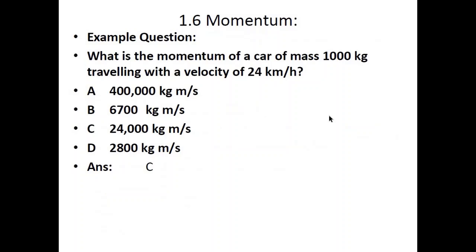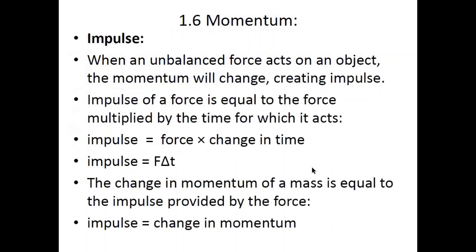Now here's an example question. What is the momentum of a car of mass 1000 kg traveling with a velocity of 24 kilometers per hour? Simply, momentum is mass times velocity, so 1000 multiplied by 24 would give you 24,000 kilogram meter per second. Hence the answer would be C.